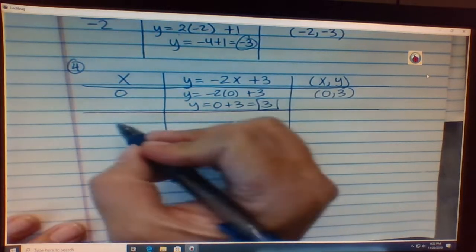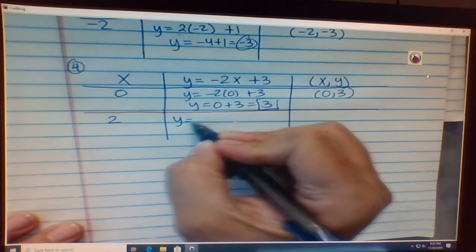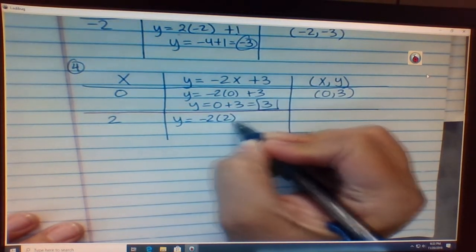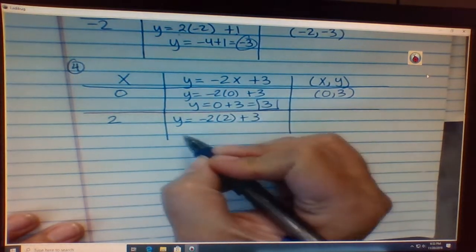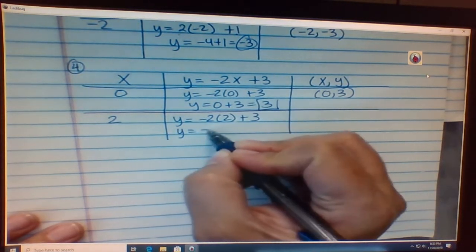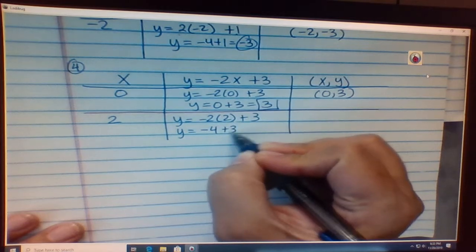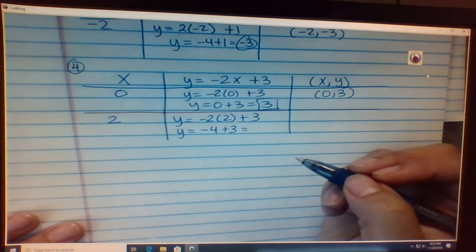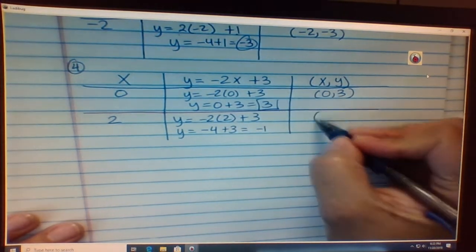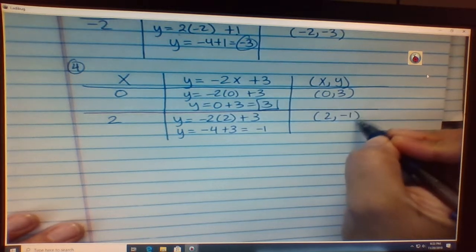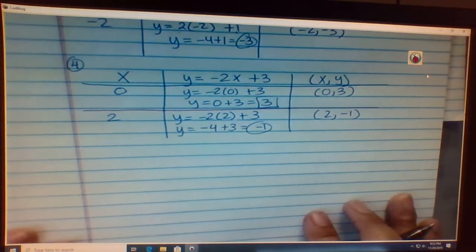What number did you pick for x? 2. Okay, so y equals negative 2 times 2 plus 3. y equals negative 4 plus 3. And what's negative 4 plus 3? Negative 1. Beautiful. That's correct. So the point is (2, negative 1). What else did you pick?